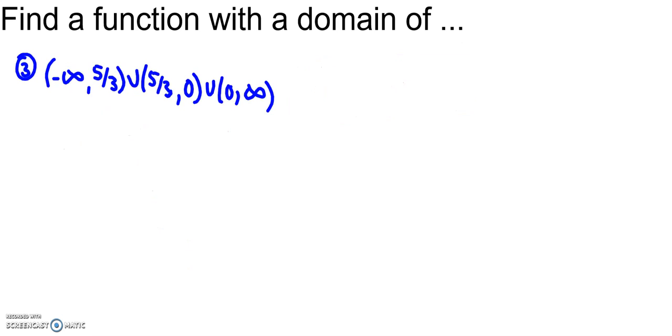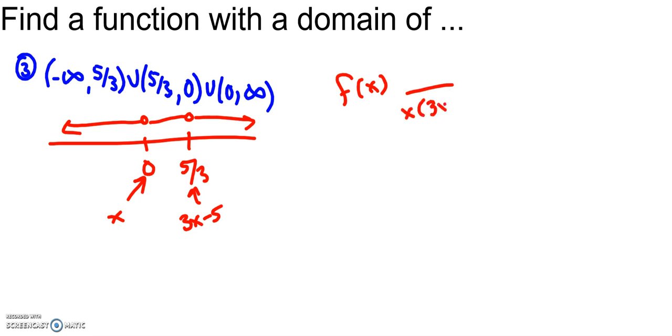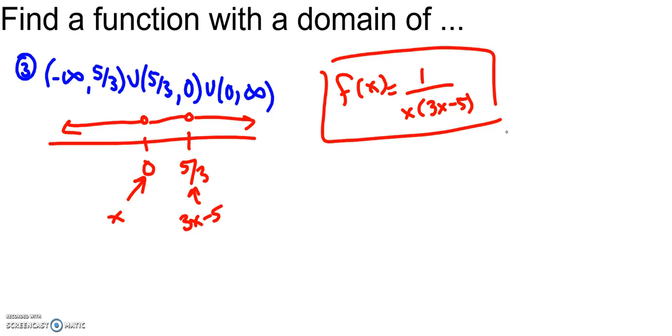Example 3, a little bit more going on in this one, but if I draw a number line, it starts to shape up pretty quickly. I'm missing a value at 0, and I'm missing a value at 5/3, but I have everything else because I go to infinity there, and I go down to -infinity there. So that comes from an x, and it comes from a 3x minus 5. Both of those living in my denominator. And again, it doesn't matter what's on the top as long as it doesn't cancel anything out, and as long as it has no square root in it. So there's my function f of x.